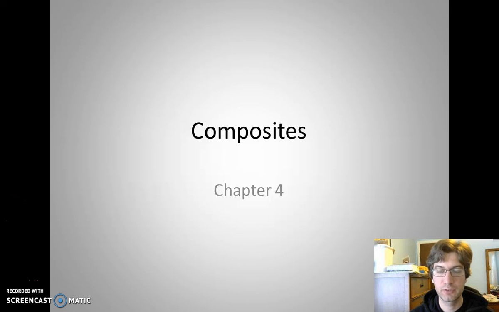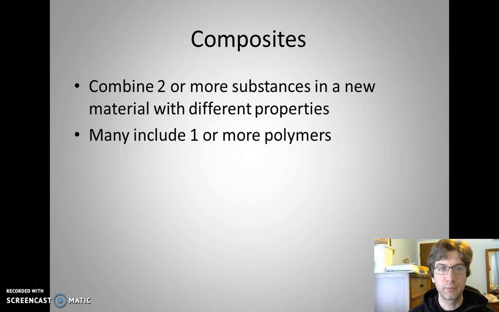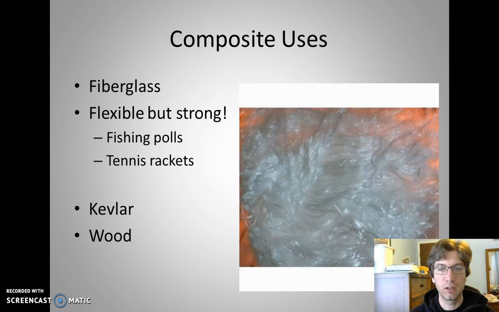The second half of section 1 in chapter 4 is on composites. Composites are basically going to just combine two or more substances to make a new material that has different properties to it. Many of these are going to include one or more polymers. So you can think of it as, we're just kind of mixing and matching different substances to make a new material. A lot of these you are probably familiar with, so we're just going to give some examples.